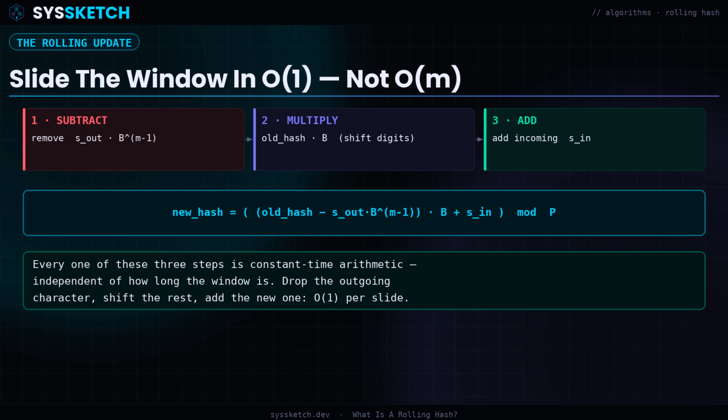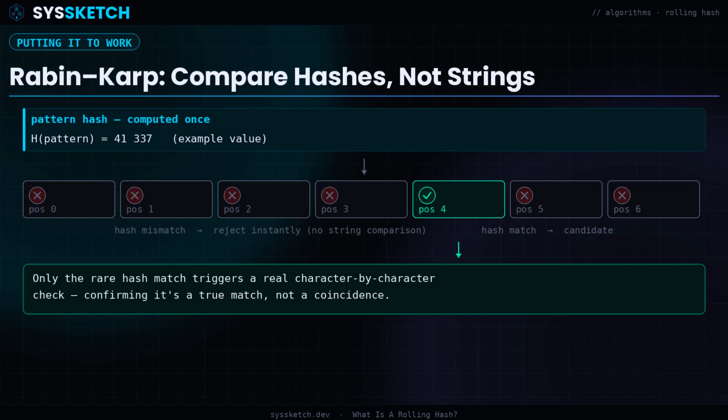Each of these 3 steps is constant time, no matter how long the window is. That's the entire trick. One subtraction, one multiplication, one addition, and the hash for the next window falls right out in O of 1. This rolling technique is the engine behind the Rabin-Karp string matching algorithm. You compute the pattern's hash once up front. Then you compute the hash of the first window in the text, and slide it forward one character at a time using the rolling update, comparing each new window hash against the pattern's hash as you go.